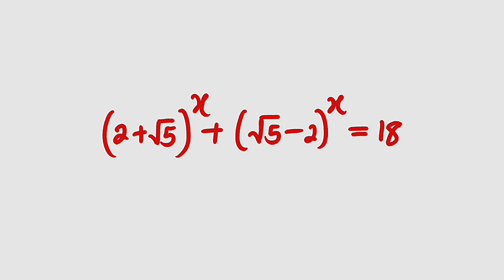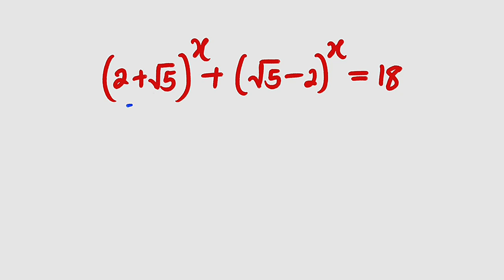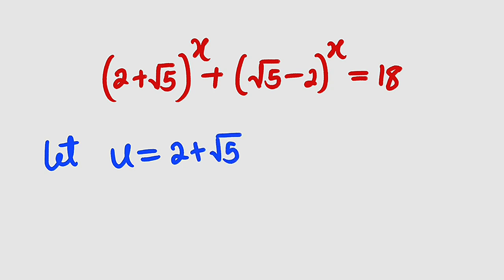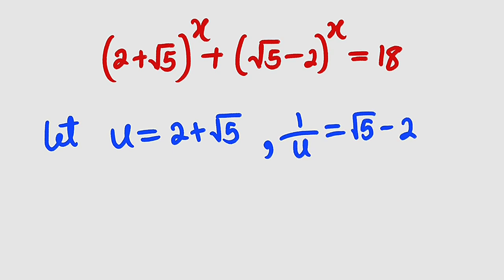Alright, let's get started. I would like to declare either of these terms with a variable. Let me take this and let it be equal to u. So let u be equal to 2 + √5. So what will be 1 divided by u? It is going to be √5 − 2, but I'm going to show you how.